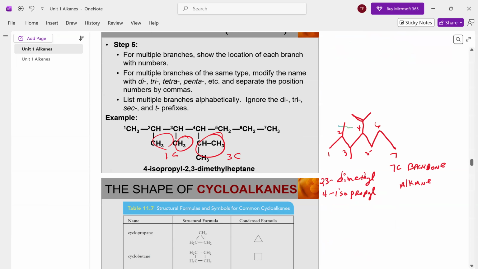Okay, so remember 3 parts. Do we have branches? Yes, those come first. Now there's a deal if you have more than one branch type. In this case, we have a methyl and an isopropyl. Which goes first? Alphabetically, I before M. So the isopropyl comes first. Then comes the shorter ones.